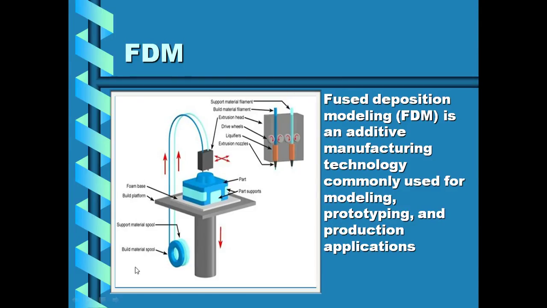Now here, you see, this is the setup. We have this part, these are the parts which we are going to make, and this is a build material spool. This is going up, and the support material spool. Then we have the build platform. Here we get the final product. Then we have a foam base. We have support material filament, build material filament, extrusion head, drive wheels, liquefiers, extrusion nozzles. So this is the whole setup for our FDM.